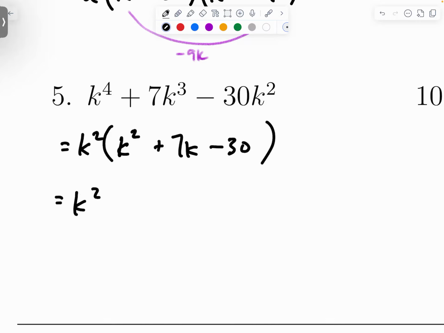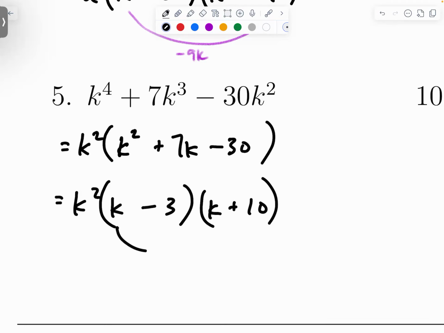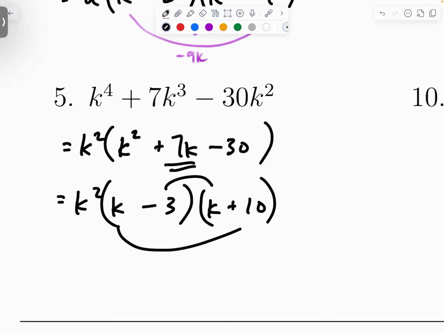Okay, so how do I break down this quadratic trinomial? I'm thinking about 6 times 5 to get 30. I'm thinking about 3 times 10. So which one is which? It's going to be 3 times 10. Why? Because the outer is going to give you positive 10k and the inner is going to give you minus 3k, and that's how you get positive 7k.